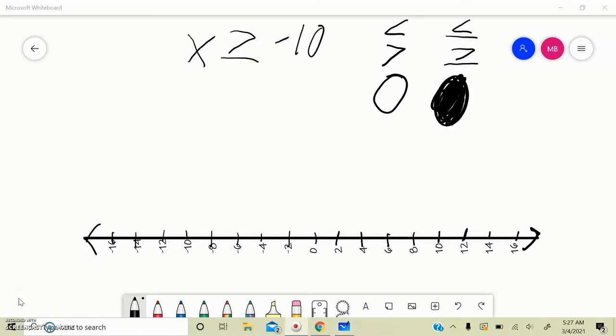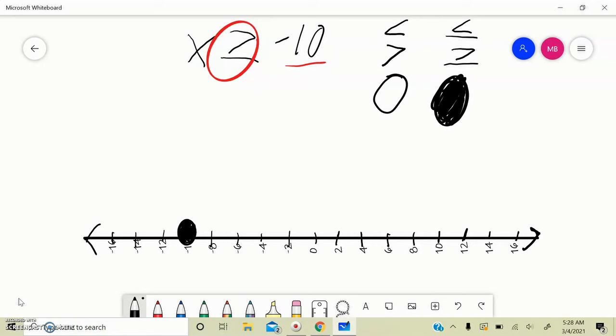Let's take a look at another one. So let's take a look at this inequality. I have x is greater than or equal to negative 10. So I want to look at my sign, see what type of circle I'm using. I'm using a filled in circle, and I'm at negative 10. So I'm going to do a filled in circle right here at negative 10.